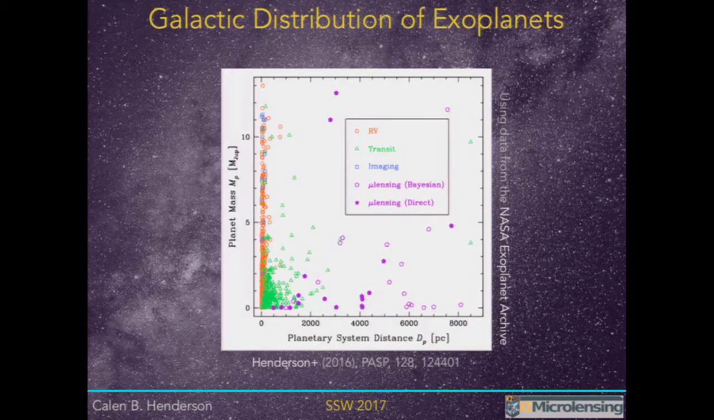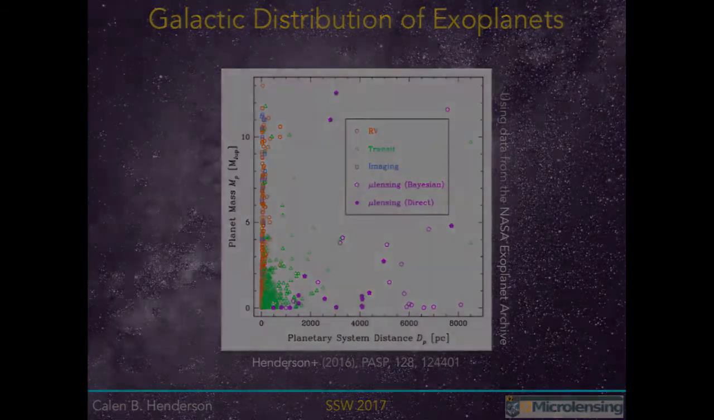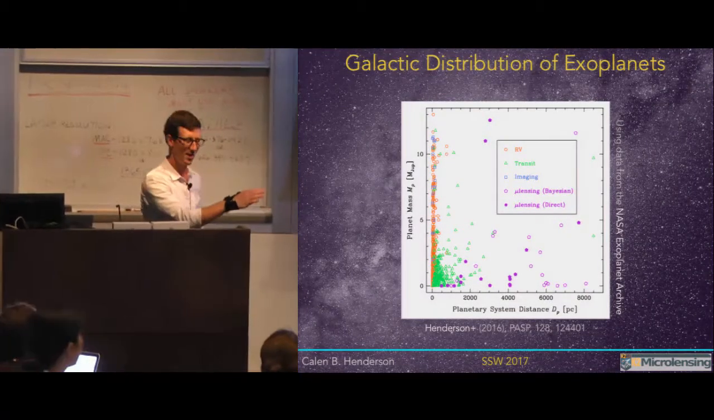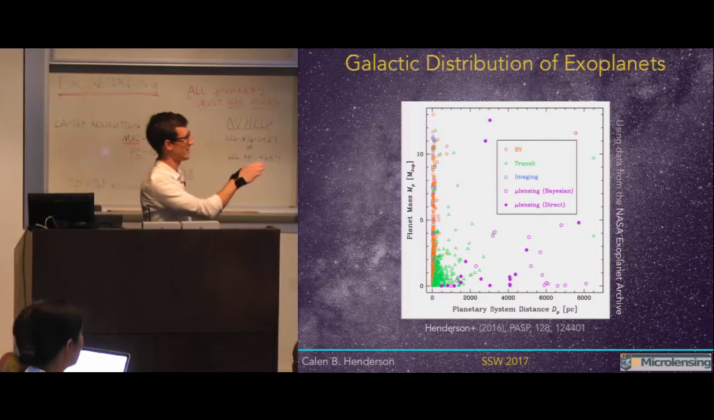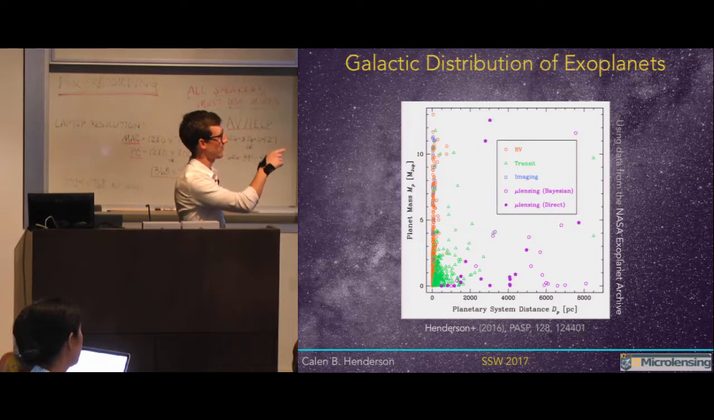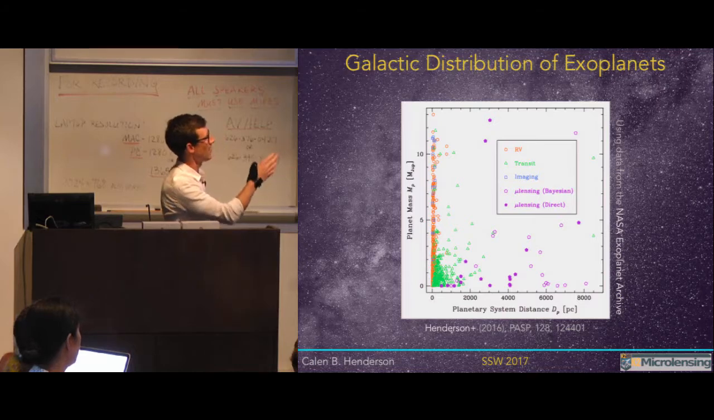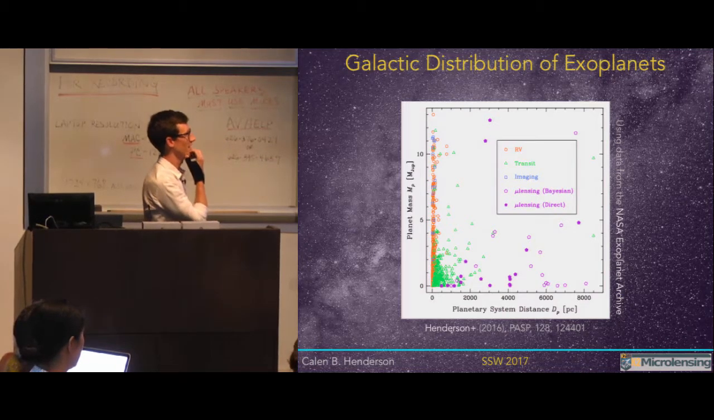And then you've seen a version of this plot already, I think, in Rach's talk. So these are data points pulled from the NASA Exoplanet Archive. I'm showing planet mass on the y-axis and planetary system distance, so distance from Earth, on the x-axis. And I've color-coded the different detections according to detection technique. Microlensing are the purple pentagons.